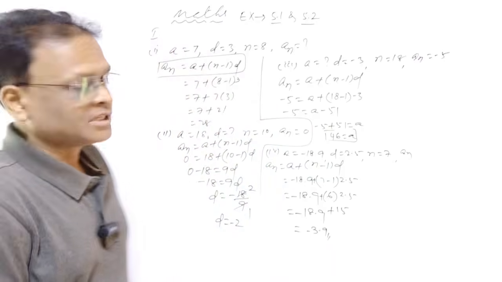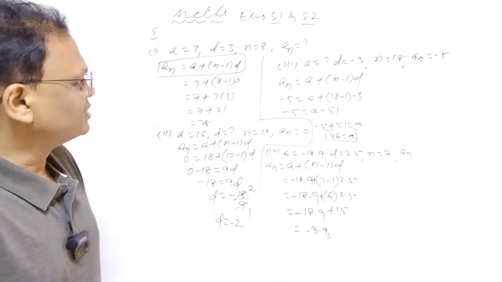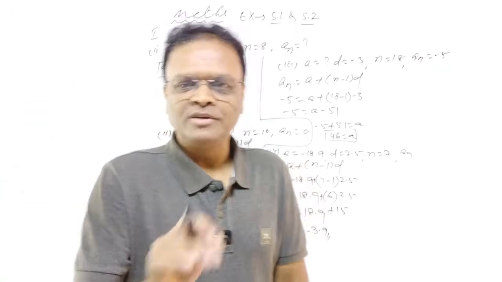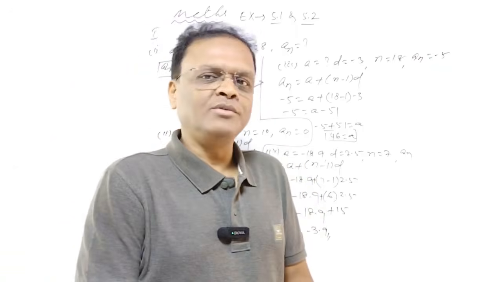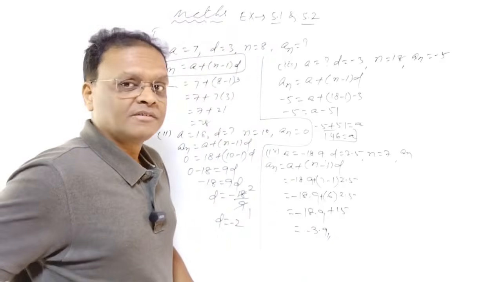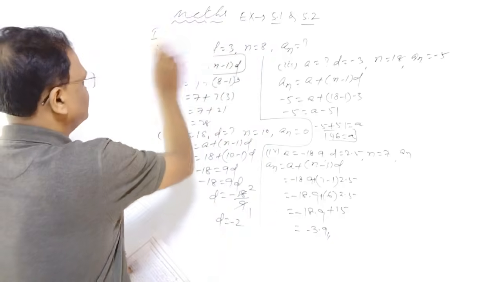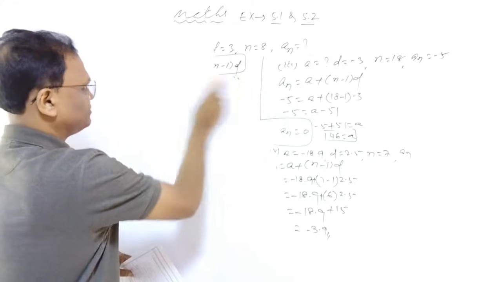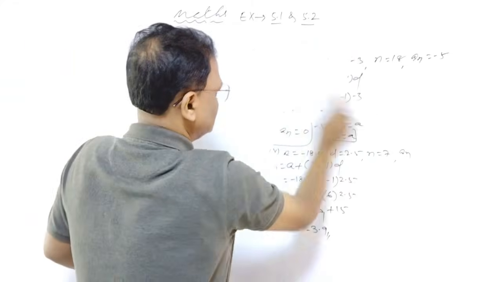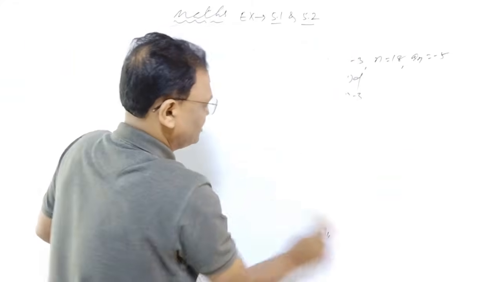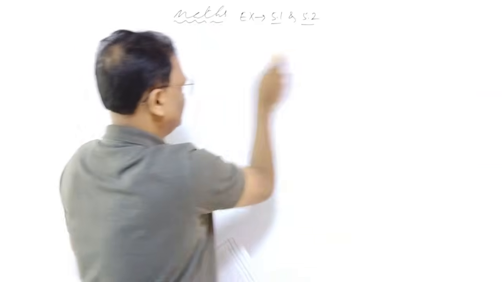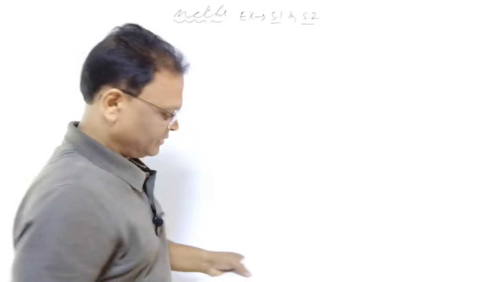So this is the first question. How to do the first question? Nothing, simply use the formula A_n is equal to A plus (n minus 1) into D. Now the second question. Just remember the formula, that's all. If you remember the formula, this problem is very easy. Just put the formula and get the answer.